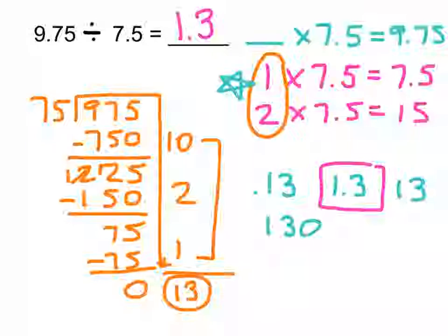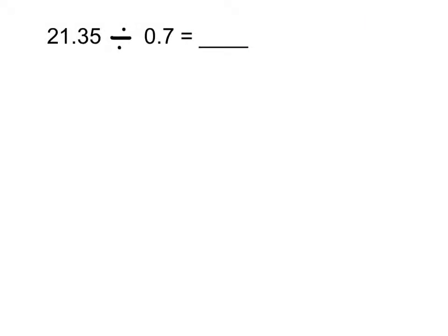All right, here's one. The last problem is 21.35 divided by 0.7. Now this one's a little bit different because we're dealing with a divisor that is smaller than 1 whole, so this is a little different than the ones we've done earlier.